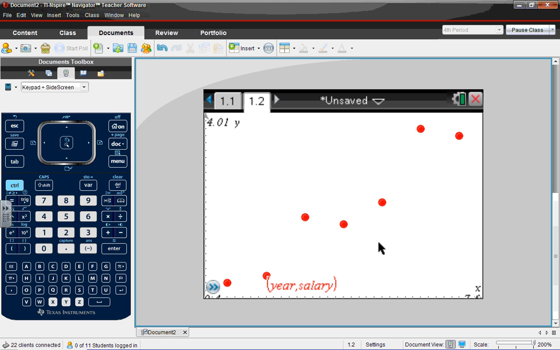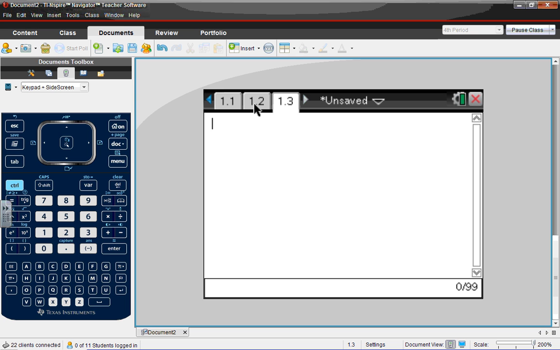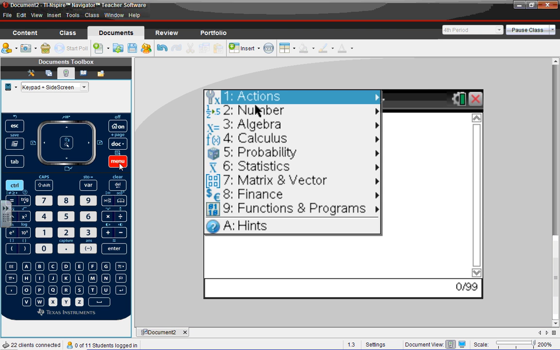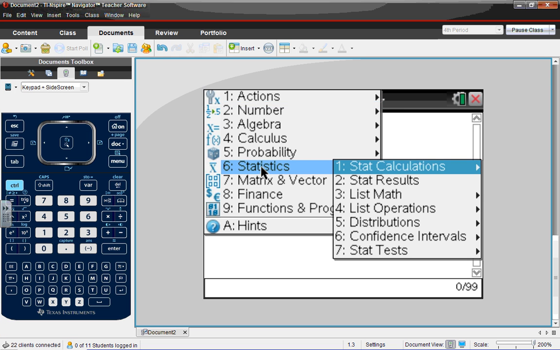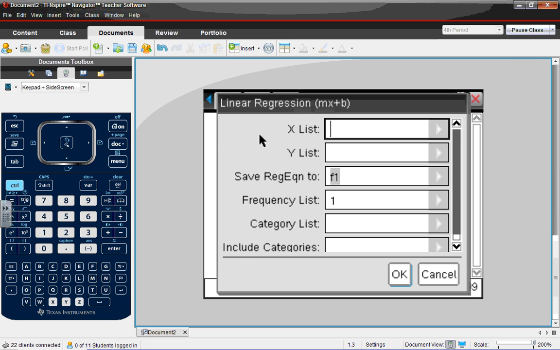How do I do that? Control doc, I need a new page, and what type of page do I want? Calculator page. So I want a calculator page, and I'm going to hit menu. What do I want to calculate? Statistics, stat calculations, mx plus b. What's my x going to be? Arrow to the right, drop down to year, arrow to the right, drop down to salary.